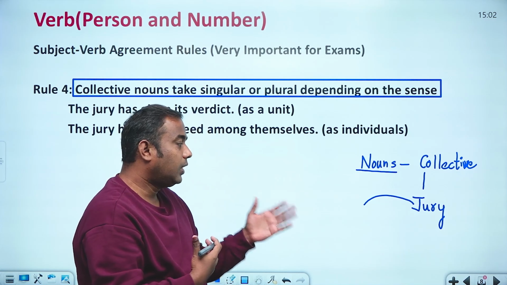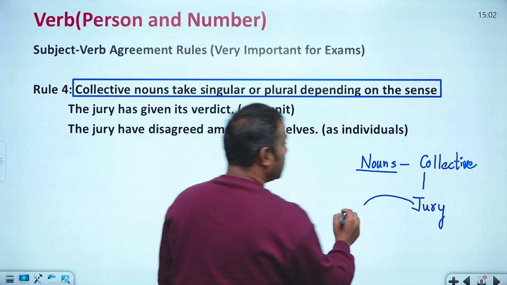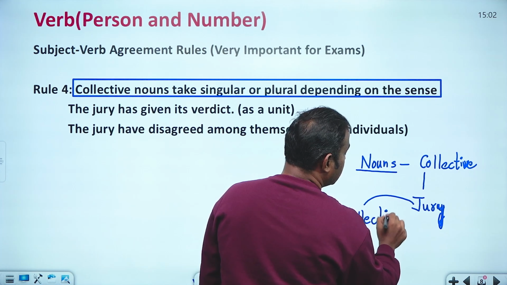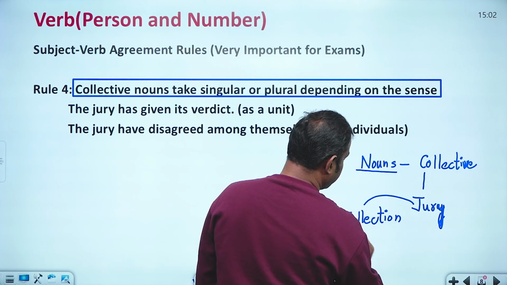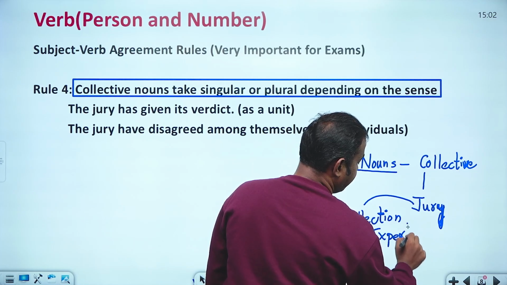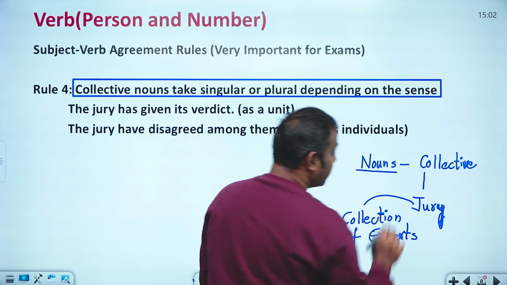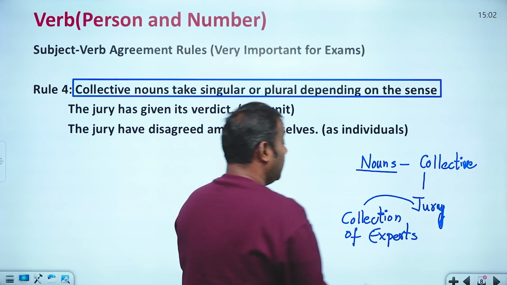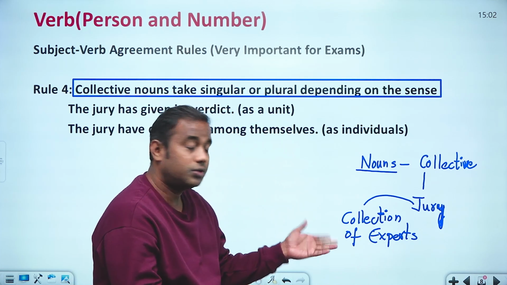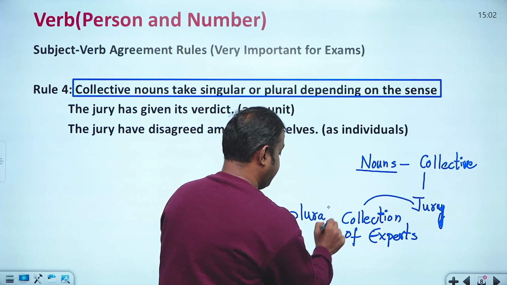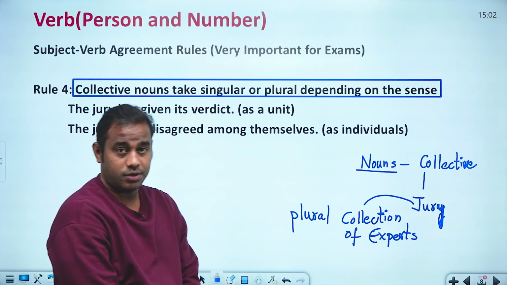Okay. So here the jury is basically a collection of experts in some respective field. Collection of experts in that respective field. So here, collection of experts means what? This is a plural, no? They are plural in quantity, right?